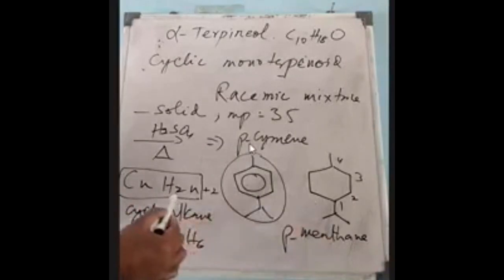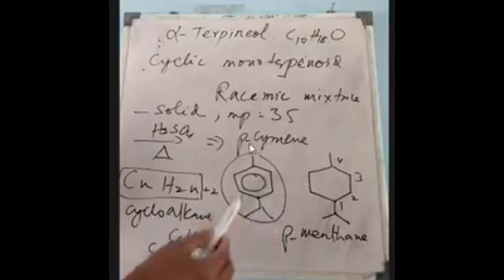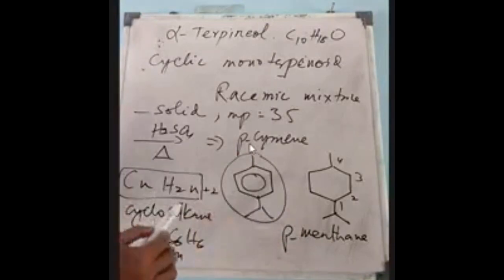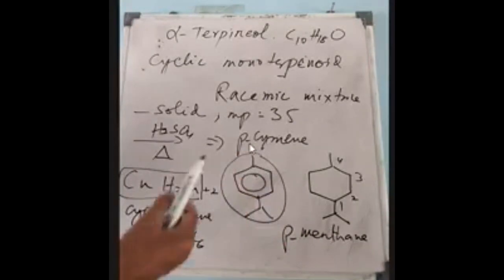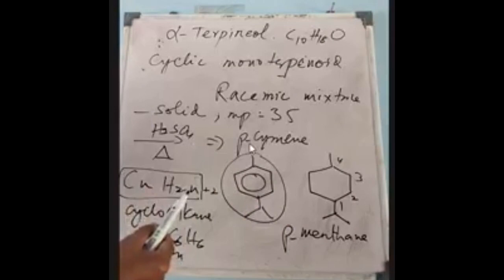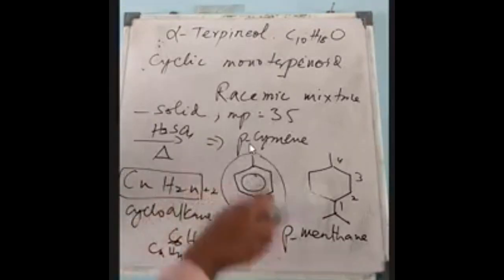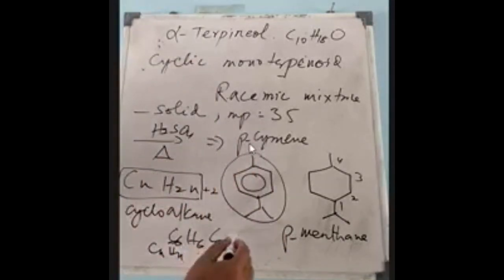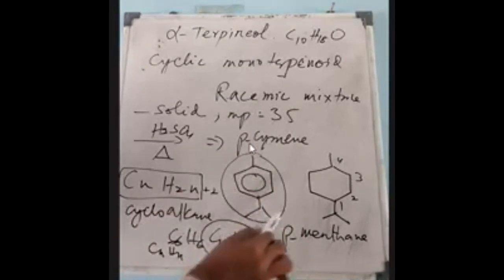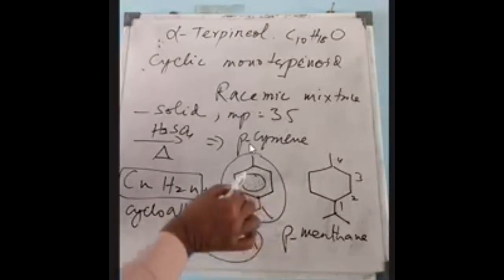Saturated. The total number of carbon and hydrogen was determined. If you take the benzene ring, there are 6 carbon and 6 hydrogen. But if you take cyclohexane, the number of hydrogen will be doubled: C6H12, that is CnH2n. If it obeys this formula, it means this compound is saturated. So the basic structure was just like this.